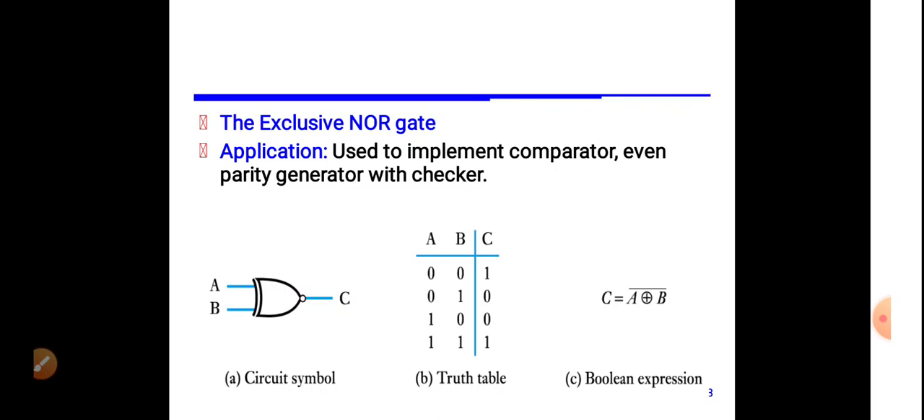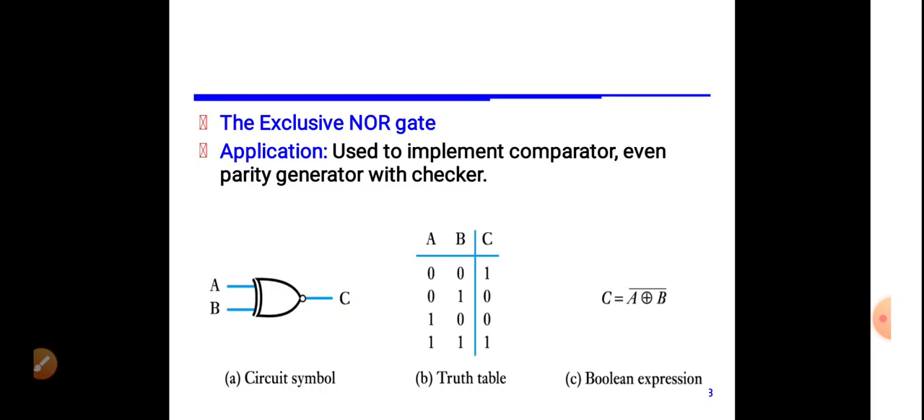The symbolic notation for this exclusive NOR gate is (A XOR B) whole complement, or in other words we can represent it as A dot B, where that dot should be circled. In the exclusive OR gate we are circling the plus symbol, whereas in the case of the XNOR gate we are keeping a dot and circling the dot. So both are equal. Either you can write (A XOR B) whole complement, or A circled dot B, which is nothing but an exclusive NOR gate.